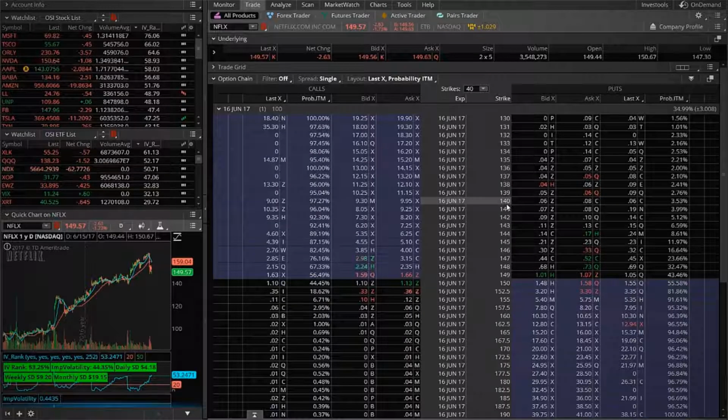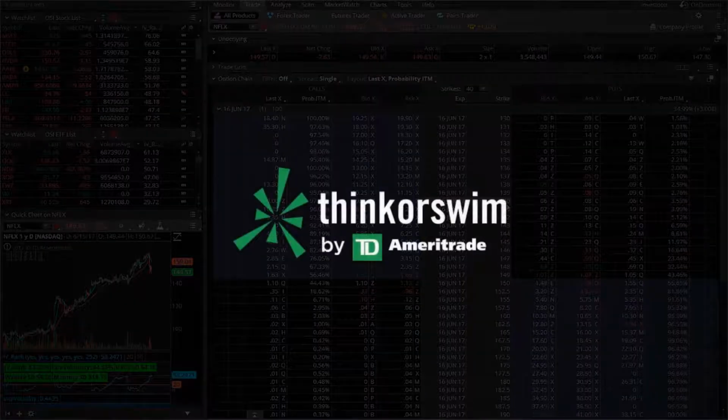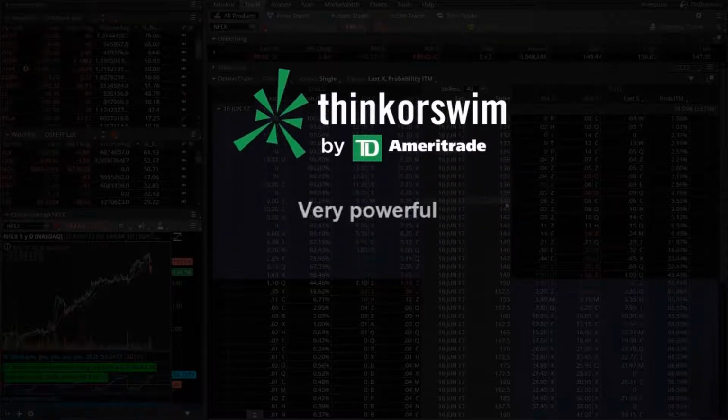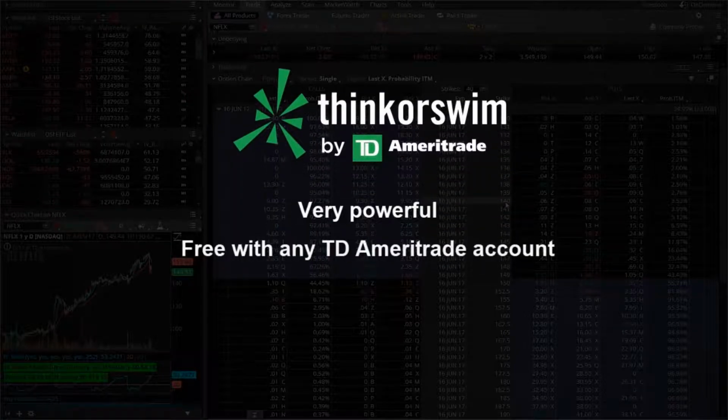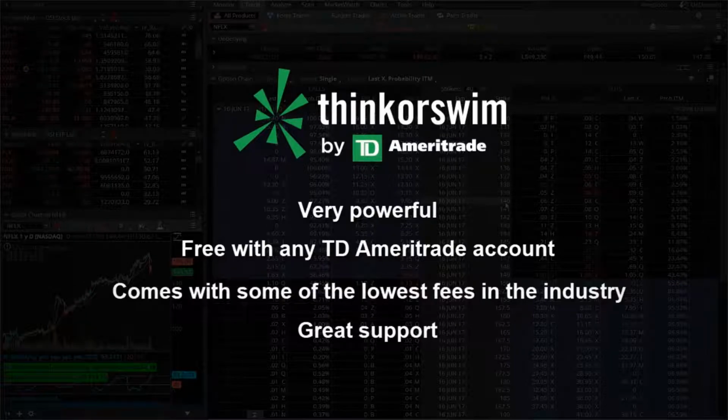The platform I have up here right now is the Thinkorswim desktop software provided by TD Ameritrade. There are a lot of choices when it comes to a trading platform, but in our opinion, Thinkorswim is going to be your best bet. Thinkorswim is very powerful, free with any TD Ameritrade account, comes with some of the lowest fees in the industry, and has great support. For these reasons, it's also one of the most popular trading platforms out there. So no matter what you're trying to do, it's very easy to find answers. For these reasons, it's our first choice for an option trading platform.